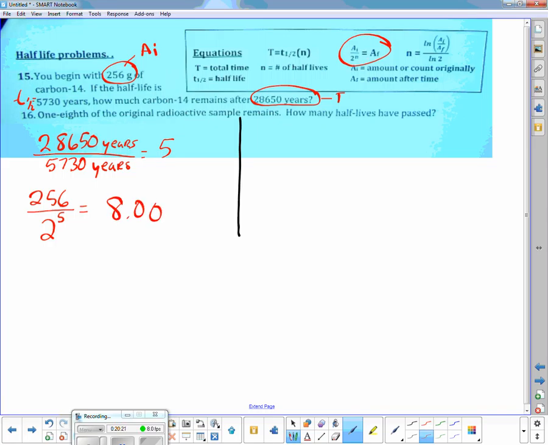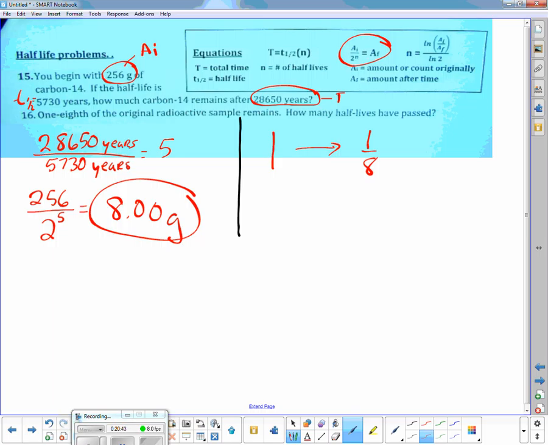8.00, since I've got 3 sig figs, grams, and that's my answer for that one. Okay, number 16 says 1/8. 1/8 of the original amount of radioactivity sample remains. So that means I started, I'm going to rearrange this, started with 1, and now I only have 1/8.